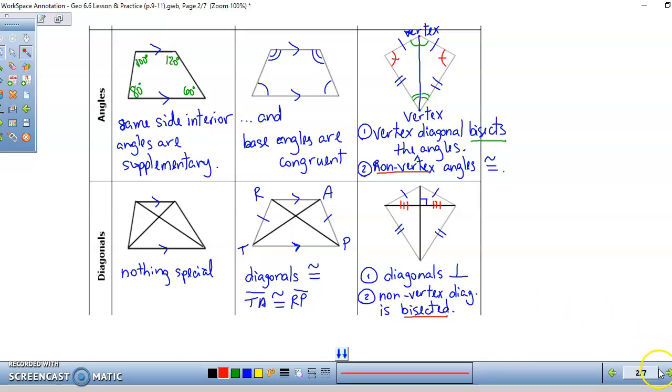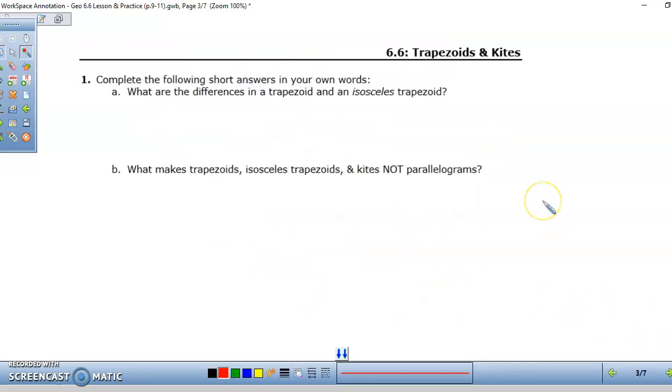Okay, turning the page, we're going to go through this number 1 together as well. So it says, complete the following short answers in your own words. What are the differences in a trapezoid and an isosceles trapezoid? What makes trapezoids isosceles trapezoids and kites not parallelograms? So please pause and write out some answers using the notes we just took.